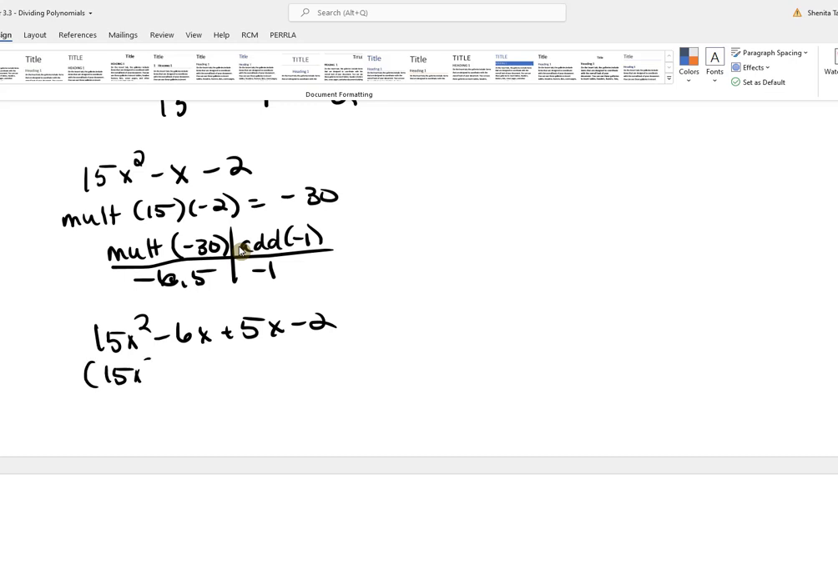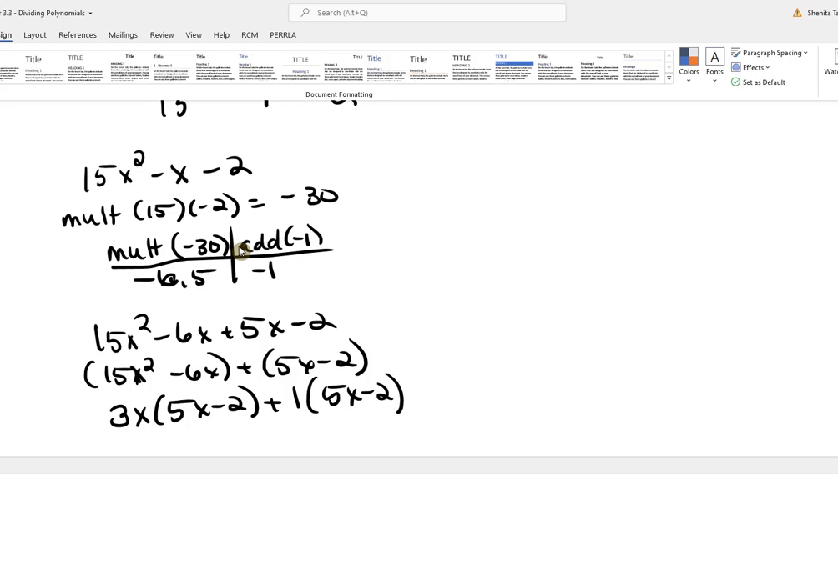I'll group the first two, and I'll group the second two. So let's see what we can factor out of this first group. It looks like I can factor out a 3x. I'm left with 5x minus 2. In the second group, I can factor out a 1. That's the only thing they have in common. I get 5x minus 2. So now 5x minus 2 is common in both. I'll factor it out. I'm left with 3x plus 1.